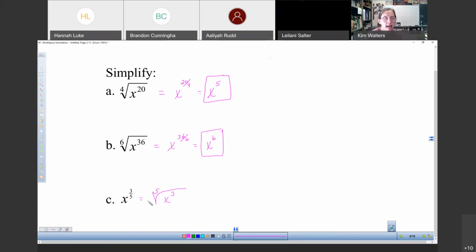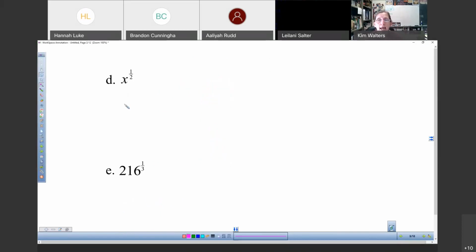Like I said, sometimes, and you'll see this as we move through these, sometimes it's easier to simplify if I have a radical, and sometimes it's easier to simplify if I can write it as an exponent, okay? All right. So x to the 1/2 power. How can I write x to the 1/2 power as a radical? It's a very common radical. In other words, what's going to go as my root?